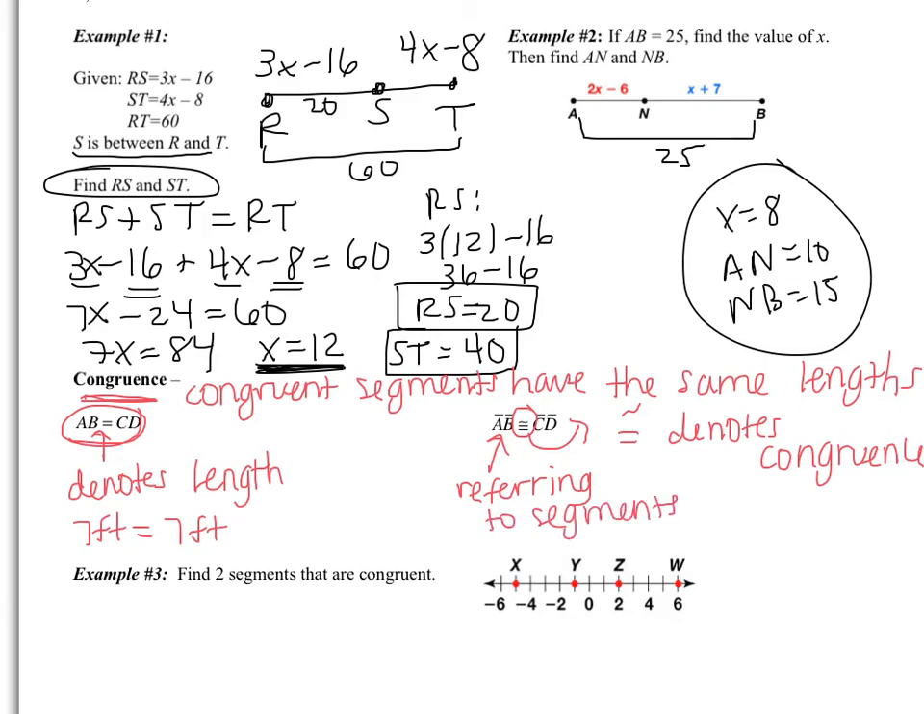So this notation is saying AB and CD are congruent. They have the same length, but we don't actually know what that length is. All we know is that the two lengths are going to be the same.